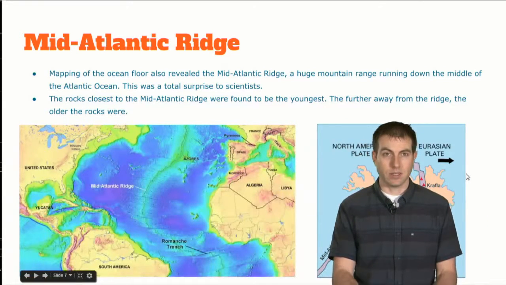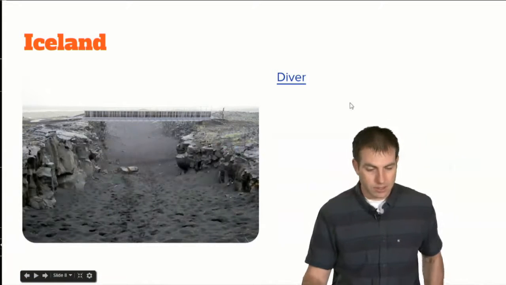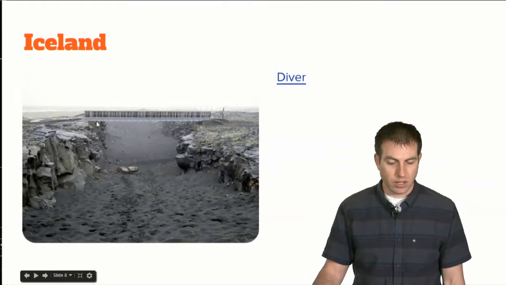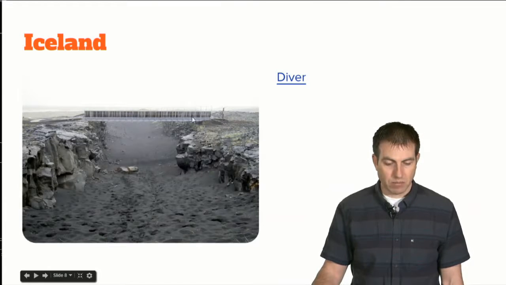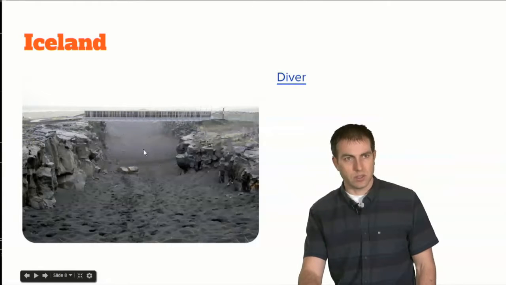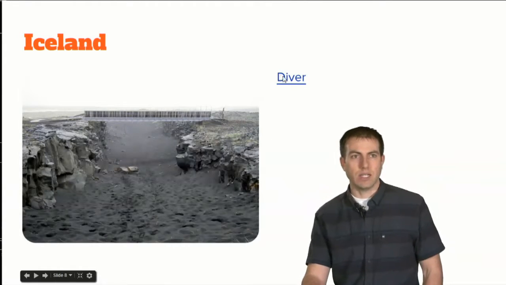So does it exist? Here's Iceland. This is literally a picture of two continental plates. You have Eurasia on one side and North America on the other side. So this literally exists. There's this rift that runs through the middle of Iceland.